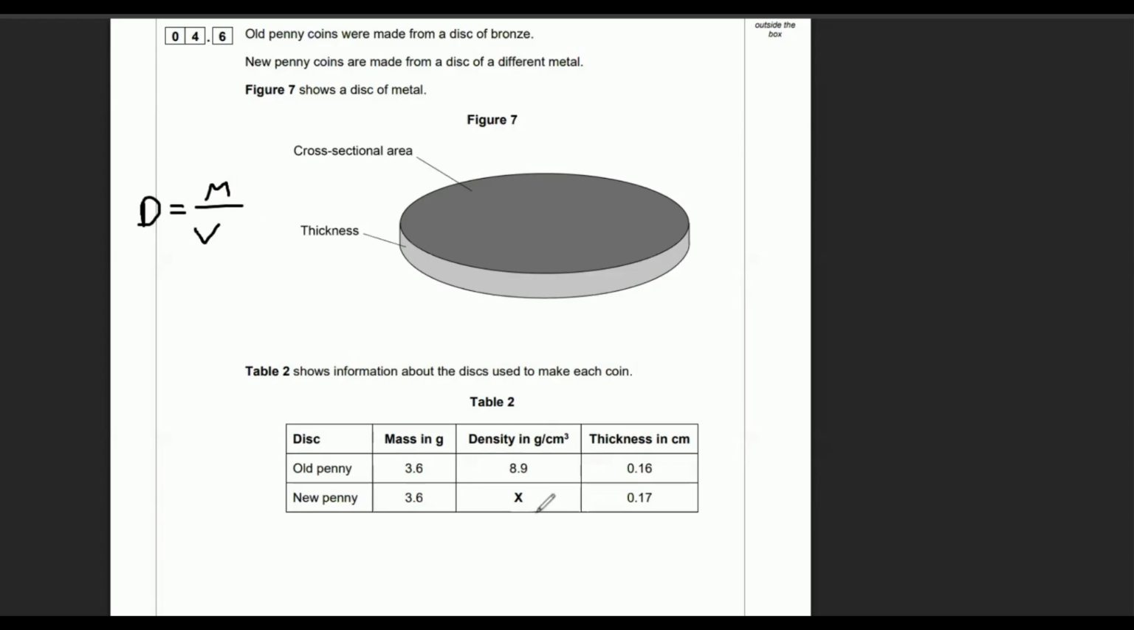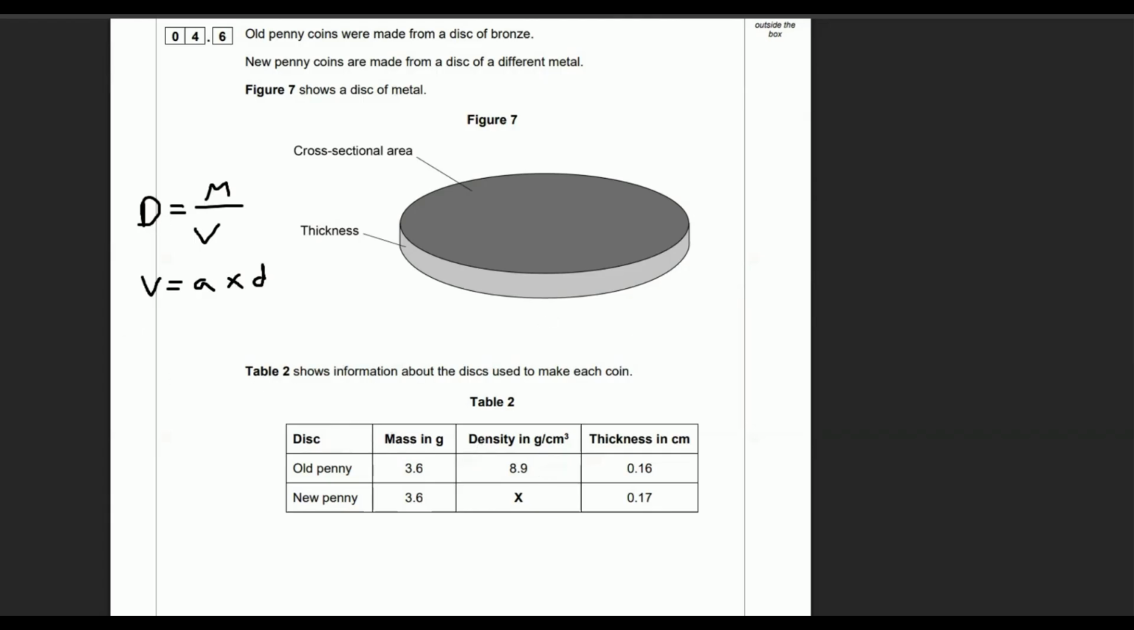Let's go through it. So first of all, we know that density is mass over volume. I need to work out the area of the old penny because the area of the new penny and old penny are the same. And what we should realize, volume is equal to the area times the depth or the thickness. So I can rearrange this. Let's put all this data in and see what we can come up with.